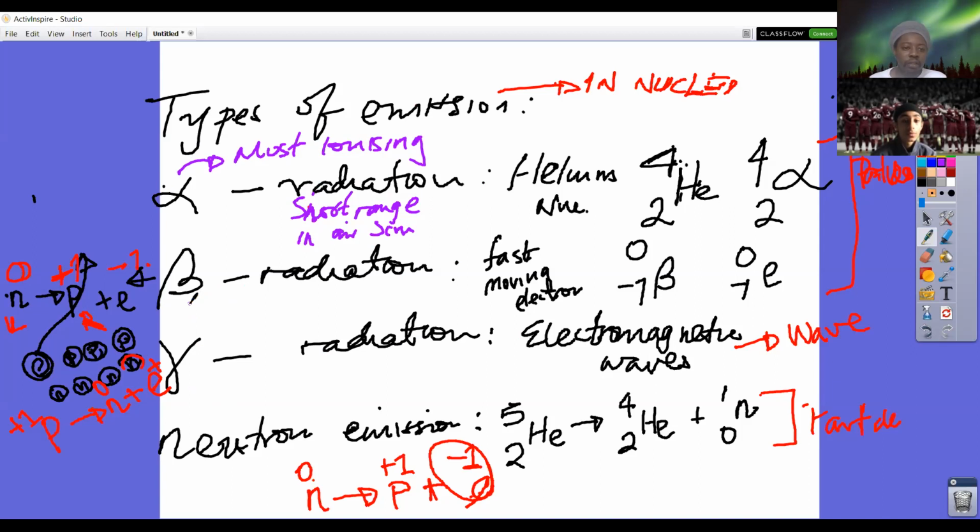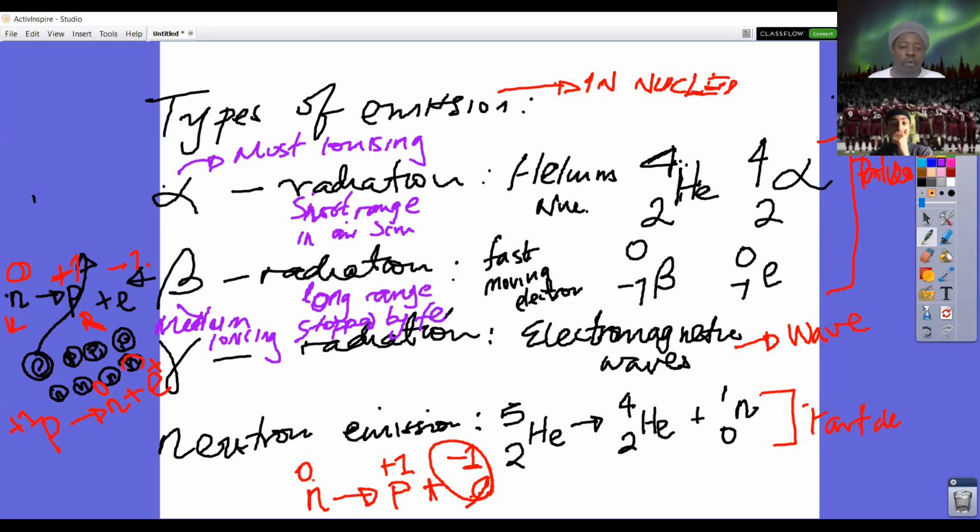Beta radiation, which is the fast-moving electron, this is also ionizing, but I can say medium ionizing, because it's just an electron that's moving very fast. So it's not going to knock off a lot of other electrons on its way. And also because beta actually has a long range in air, it dissipates its energy over a large distance, and can be stopped by a few millimeters of aluminium.